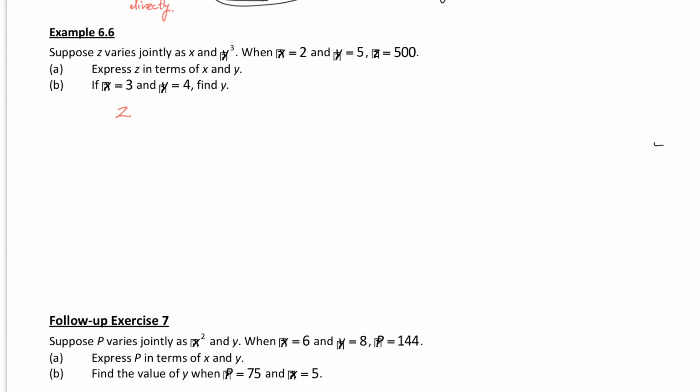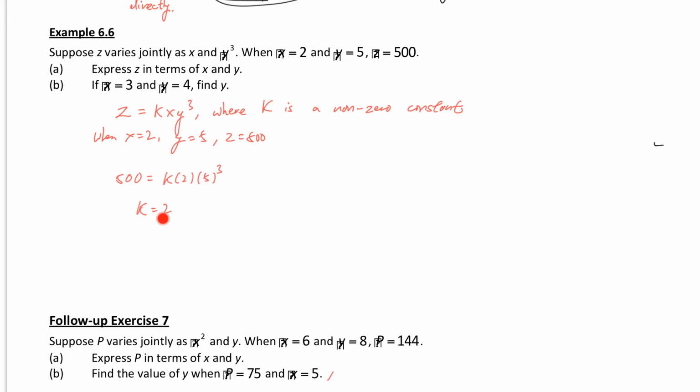Step 1. Write down the relation between x, z, and y. z is equal to kx times y to the power 3, where k is a non-zero constant. When x is equal to 2, y is equal to 5, z is equal to 500. You can find the value of k, the variation constant, is equal to 2. Remember, write down the relationship, because I need to express z in terms of x and y. So this is the final answer.